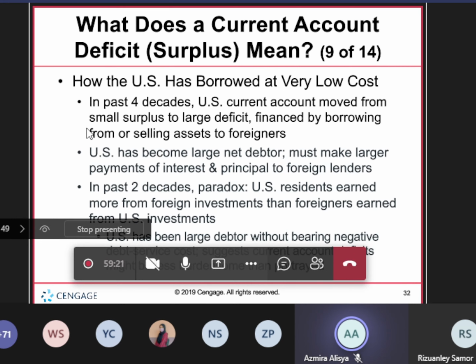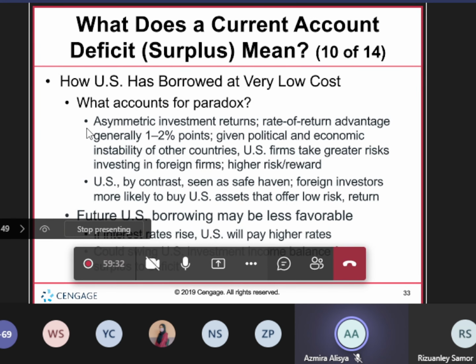In the past two decades, the paradox is that United States residents earn more from foreign investment than foreigners earn from their investments in the US. So it has been like a debtor without bearing the negatives. What accounts for the paradox? Asymmetric investment returns, a rate of return advantage of nearly 1 to 2%, given political and economic instability in other countries. US firms take greater risk investing in foreign firms, higher risk and higher reward. By contrast, the US is seen as a safe haven, so foreign investors are more likely to buy US assets that offer low risk. So future US borrowing may be less favorable.